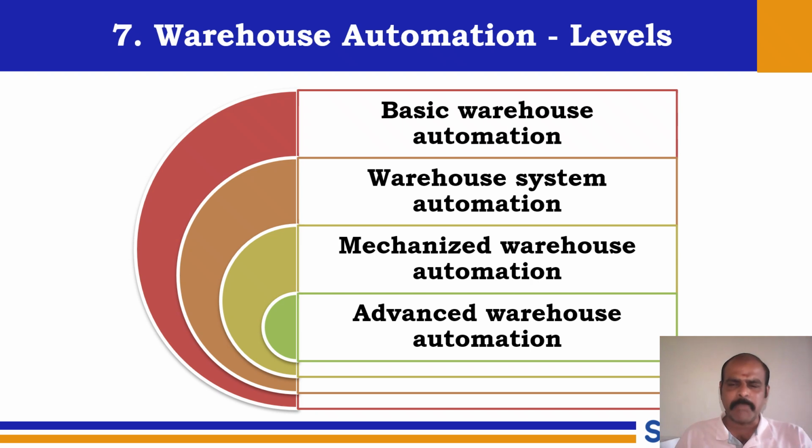Mechanized means purely PPA, physical process automation. And finally, advanced is complete, A to Z, with just human input, human intervention. The majority of the cases will be taken care of by the automation technologies. Earlier we discussed that automation is not one technology, it is a cluster of technologies.